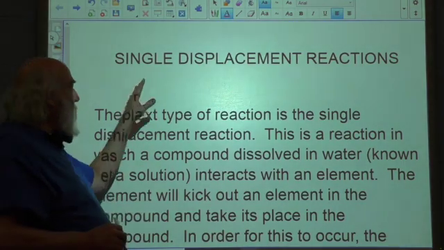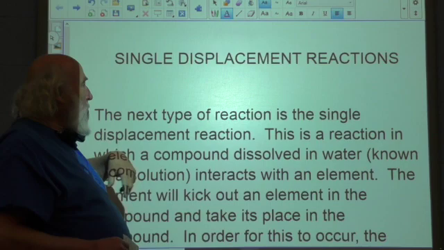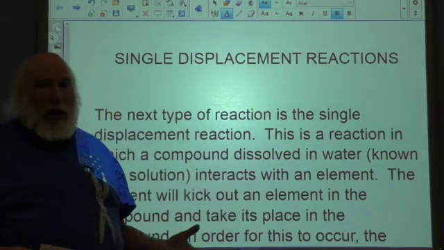The next type of reaction is called the single displacement reaction. Now the key word here is single. When you displace something, you kick it out.